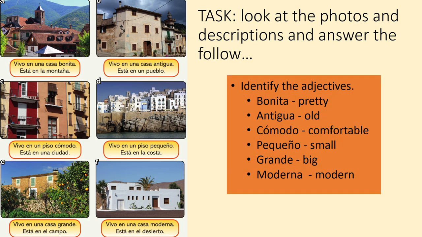Amber, identifying the adjectives. We should have found bonita, antigua, cómodo, pequeño, grande, moderna. Notice how these two end in an O? That links back to the fact that we've got masculine and feminine to deal with. So una casa is feminine, hence una casa bonita, una casa antigua, and a flat is masculine. Un piso cómodo, un piso pequeño.